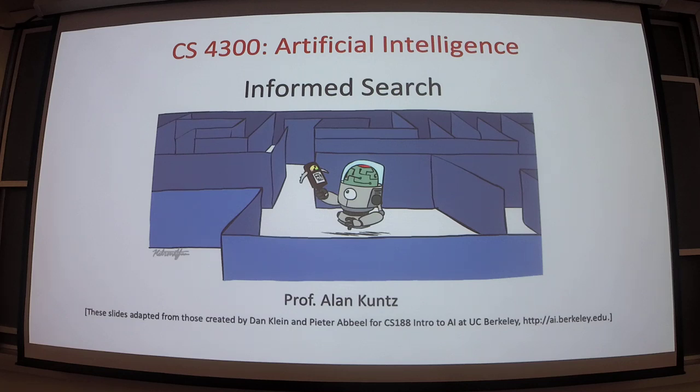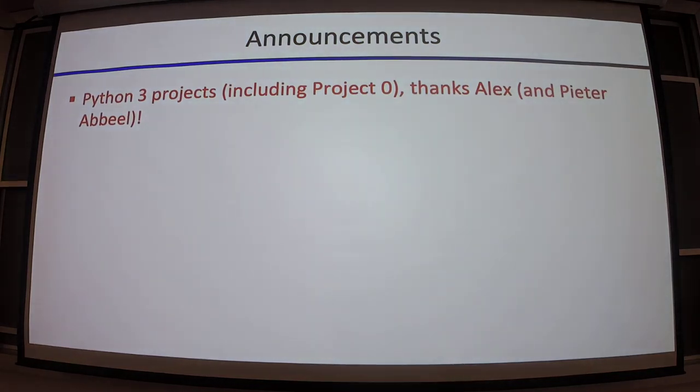Today we're going to talk about informed search, but first we have some announcements. One is that by popular demand, you can use Python 3. I really should thank Alex, who's spearheading the conversion campaign for us. So if you get a chance, thank him. Also, Peter was kind enough to provide some of that material for us. So, yes. Right now, there are two versions of Project Zero up. It'll still be due midnight on Friday. You can choose which one to use for this project at least. Okay? Sound good? Awesome.